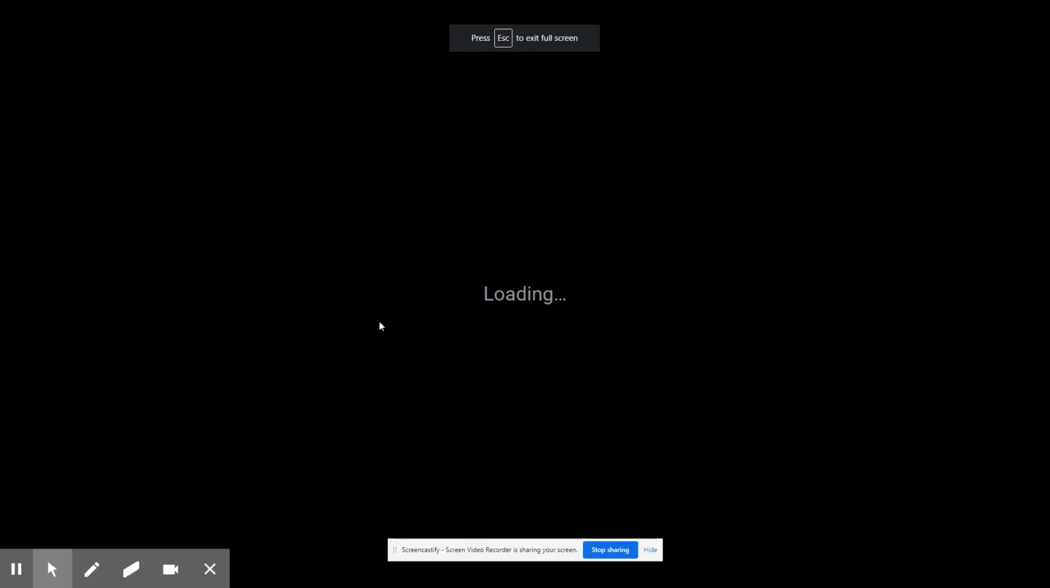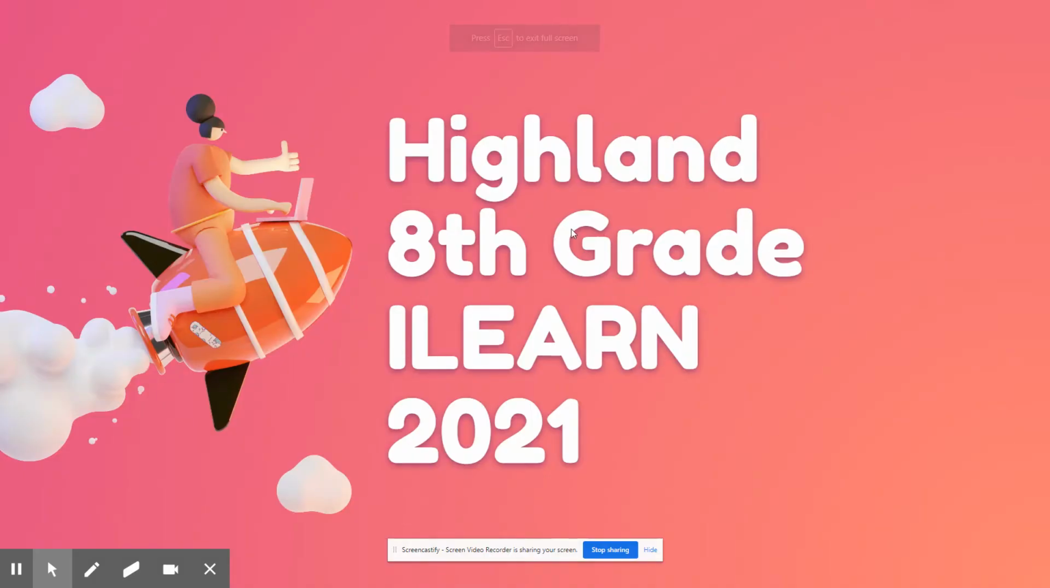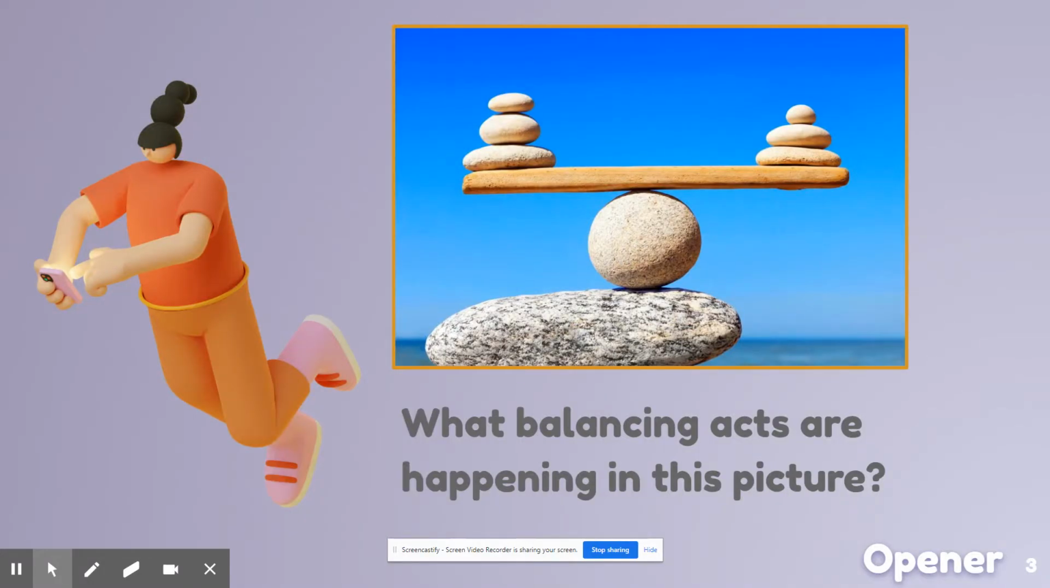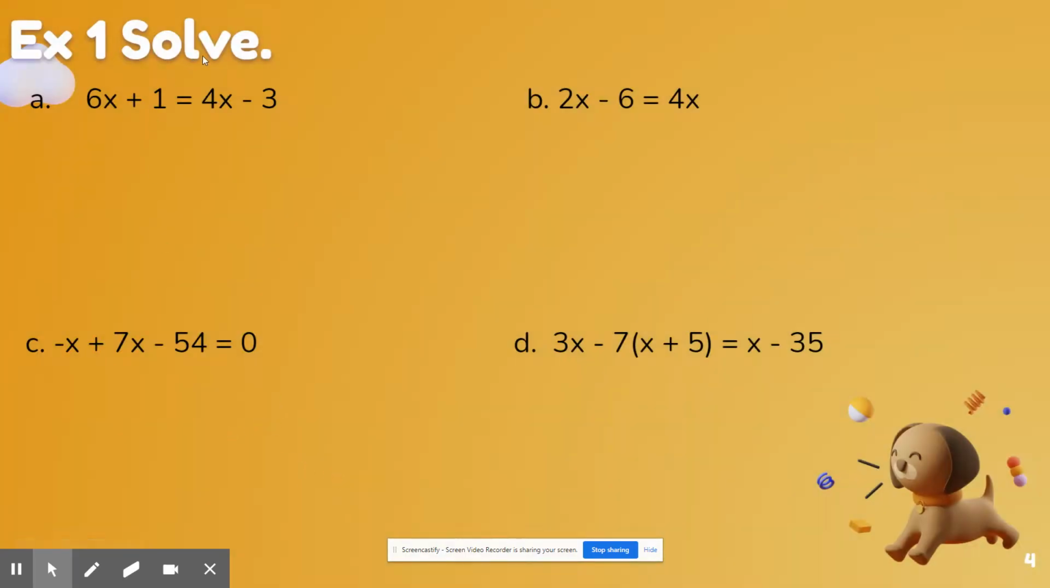We are going to take a look at equations, really. So these are your objectives. What balancing acts are happening in this picture? So this is kind of like an equation. The rock here is the equal sign. Everything on the left side has to equal everything on the right side in order for it to maintain perfect balance. And that's exactly what you have to do for equations. So this is review. We've done this in the past before.